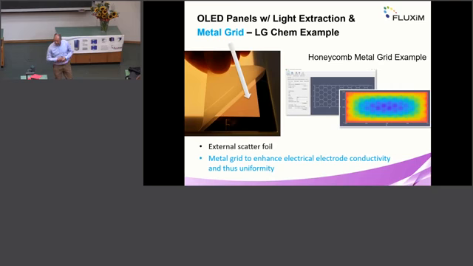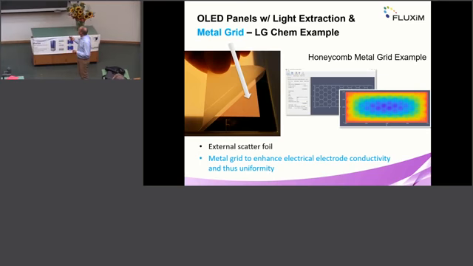Now, this is all relevant in real OLEDs, as you may have looked at in OLED lighting panels from LG Chem, LG Display in Korea. They fabricate OLED lighting panels and they indeed apply a metal grid, as you can see here, and they add a light scatter foil to the metal grid. The grid helps to get a uniform potential, and the scatter foil increases the light out-coupling.